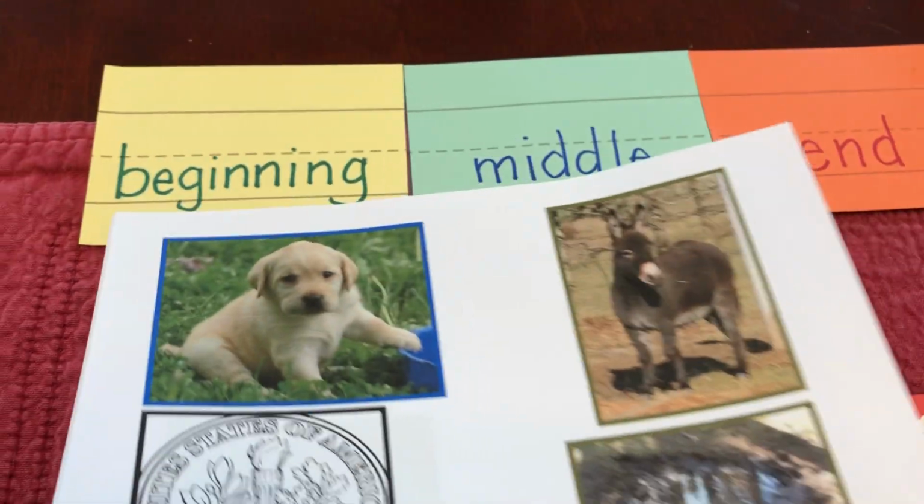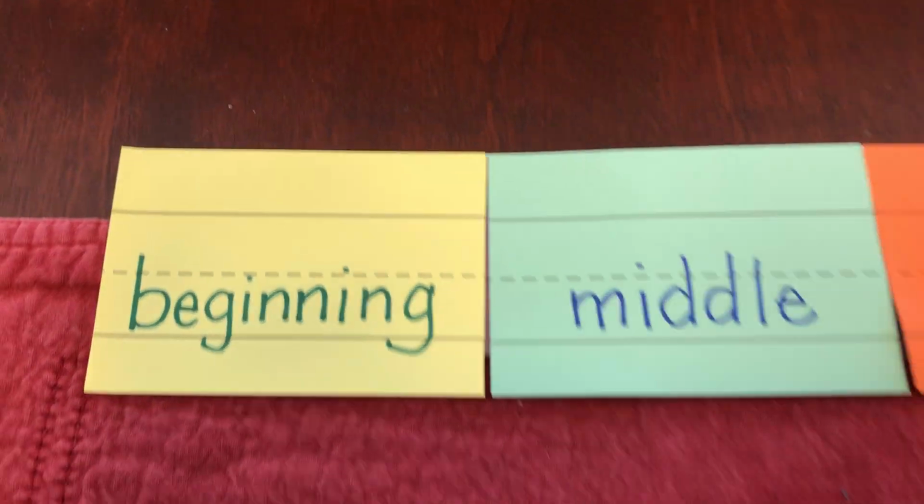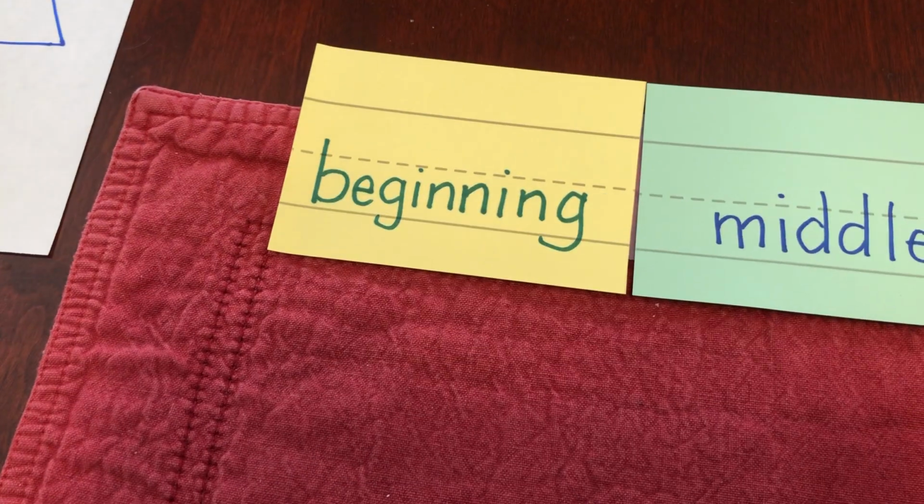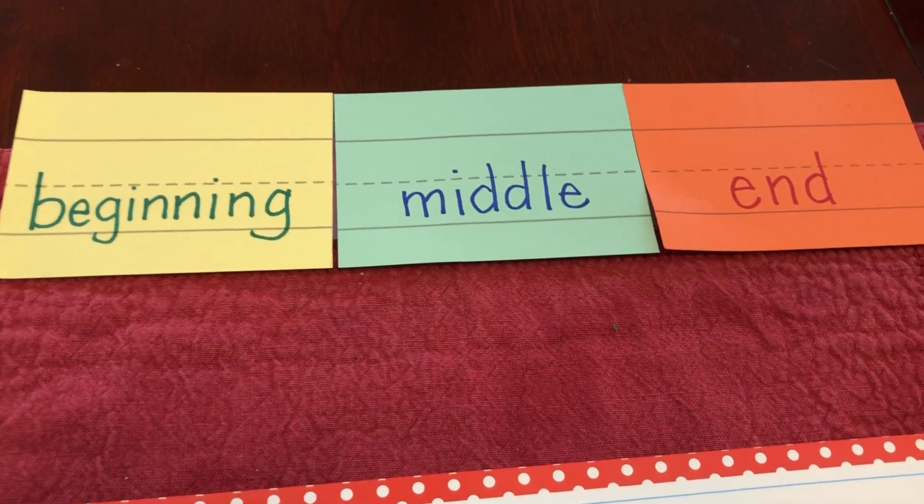And they will put that picture at the beginning. Hand would be at the end of it. So that is where I would begin. I would begin with beginning and ending sounds for starters.